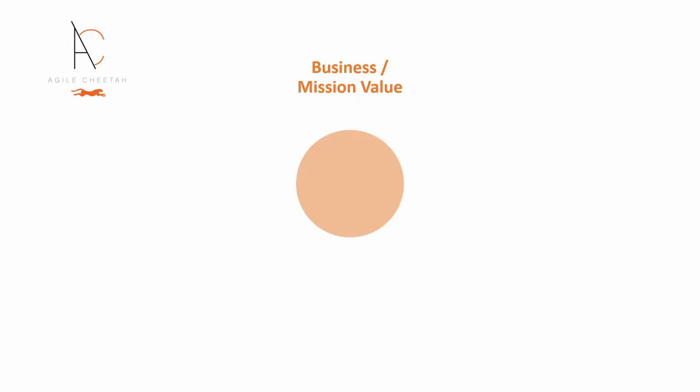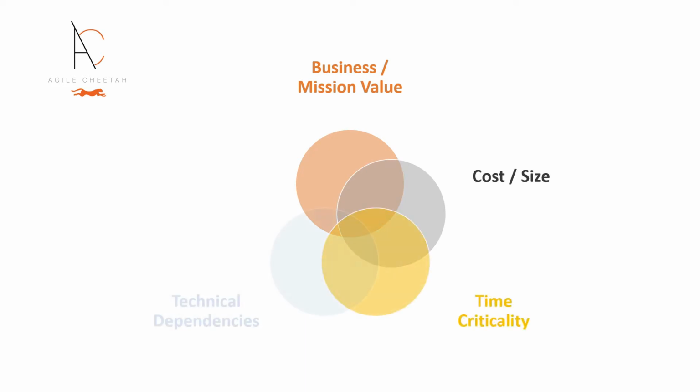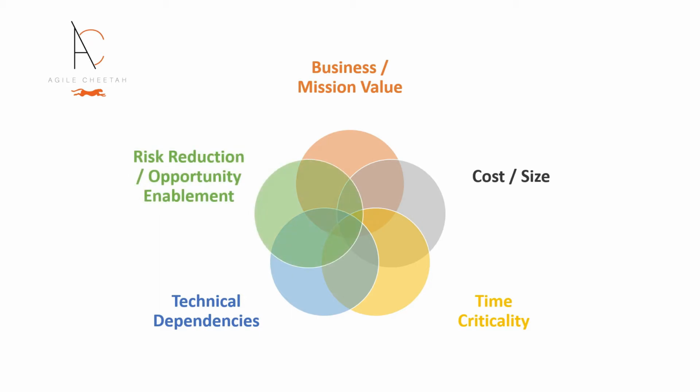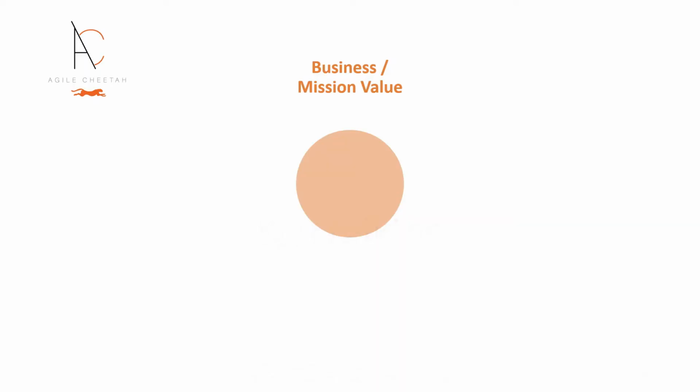The most optimal ordering of product backlog items is a balance between these competing factors: business or mission value, cost or size, time criticality, technical dependencies, risk reduction, or opportunity enablement. The most optimal ordering lies at the heart of where these considerations meet. Let's go over each factor. Factor 1, business or mission value.